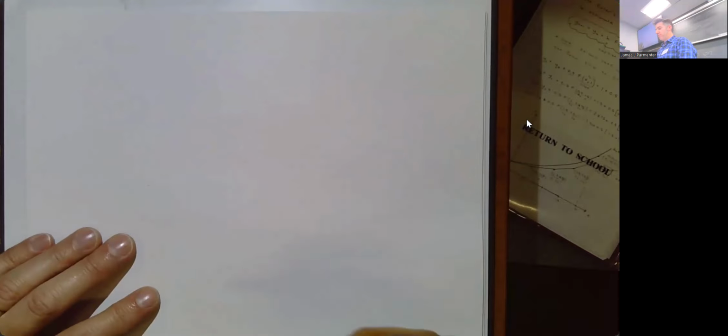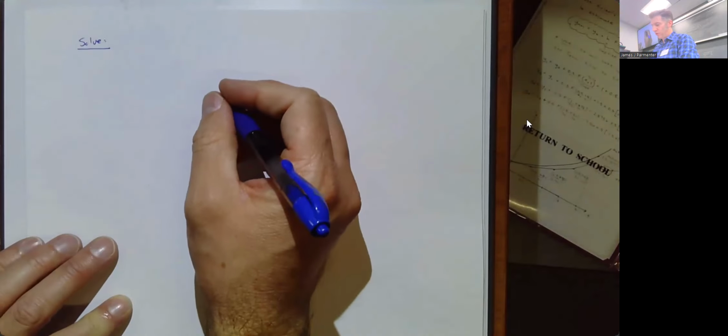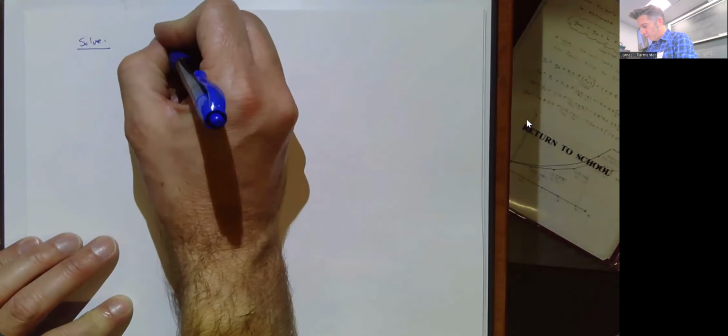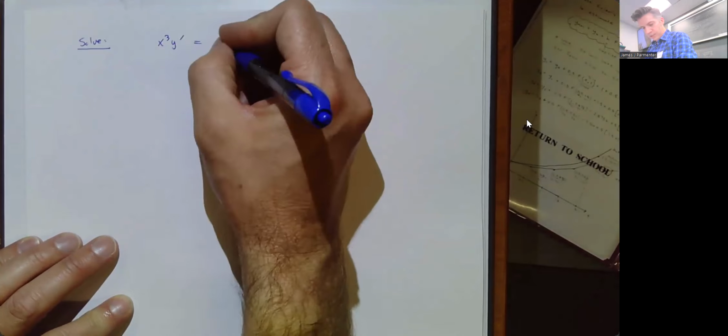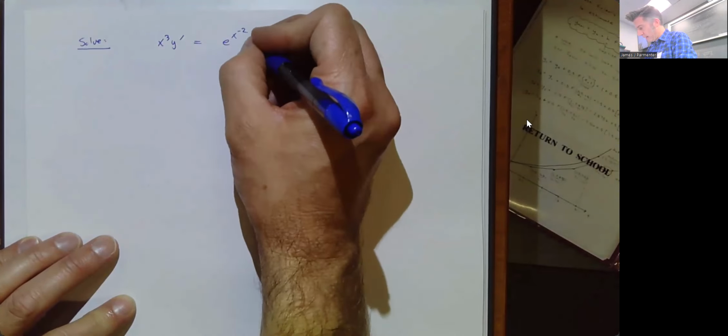But let's back it up a little bit. Let's look at these couple of examples. Let's say we want to solve the following first order linear differential equation: x cubed y prime equals e to the x to the negative 2 minus 2y.